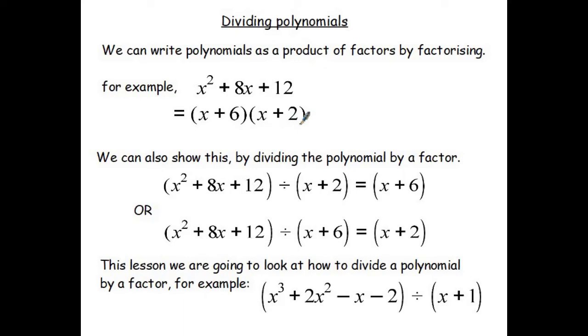So we can also show this by dividing the polynomial by a factor. So if we take the quadratic that we have, x squared plus 8x plus 12, and if we divide it by one of the factors, x plus 2, it will give us the answer of x plus 6. Or vice versa, if we divide it by x plus 6, it will give us the answer of the other factor, x plus 2. So this lesson we are going to look at how to divide a polynomial by a factor. And additional maths often uses cubic polynomials, so we're going to look at dividing an expression like this by a factor.